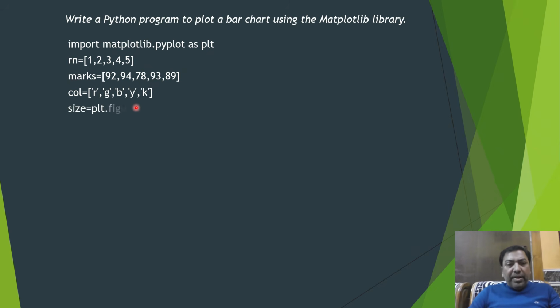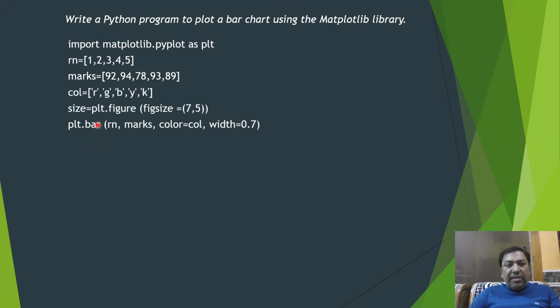Now size, I want to define the size for the plot or graph. Size is equal to plt.figure, figsize is equal to (7, 5), where 7 is the width of the graph and 5 is the height of the graph. This we can set according to our choice. Now plt.bar. This bar is the main function. By using that we can create a bar chart.